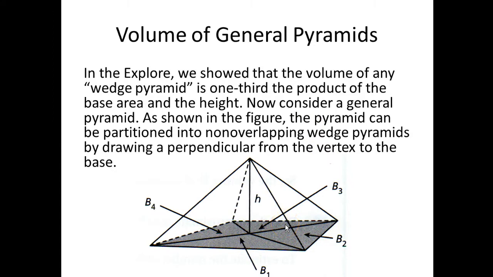Notice that any general pyramid can be decomposed or partitioned into non-overlapping wedge pyramids. For example, here we have a pyramid that has a quadrilateral as a base, and it can be decomposed into non-overlapping wedge pyramids, exactly 4 of them, as a matter of fact. If we draw the perpendicular from the vertex to the base, we make these 4 wedge pyramids here.